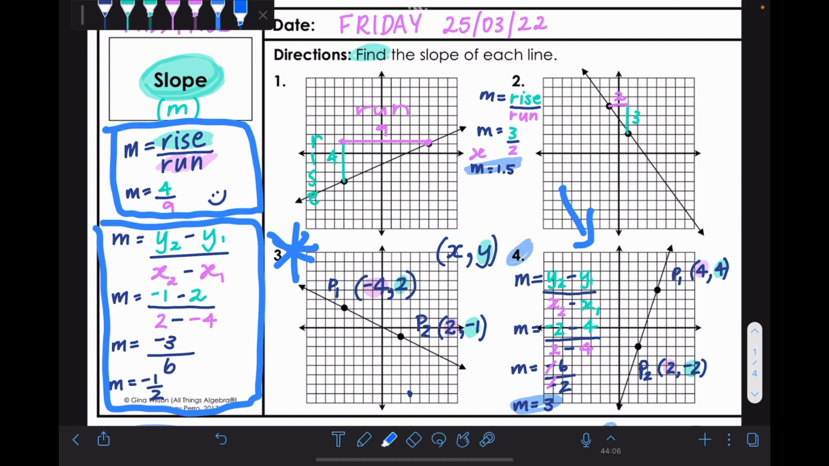M is 1.5 for question 2. M is 4/9 for question 1. M is -1/2 for question 3.